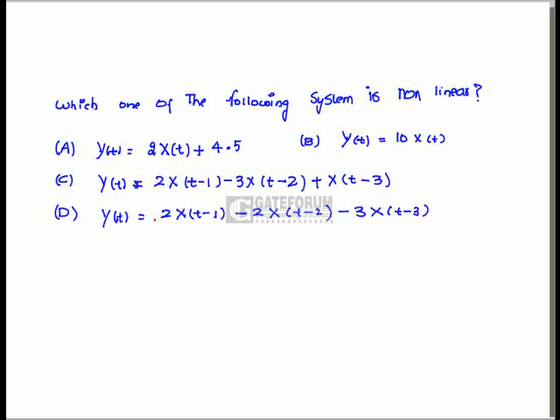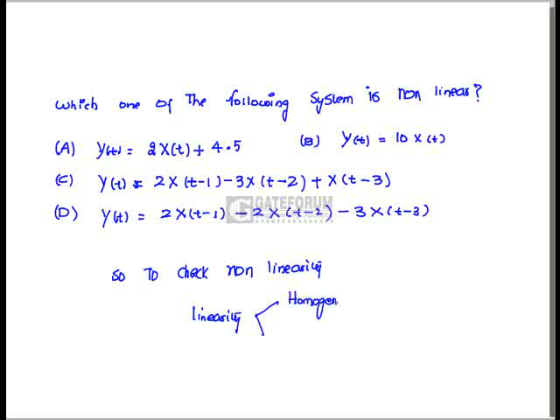Given the problem, we need to find out which system is non-linear out of the given 4 systems. So to check non-linearity, we need to decide which system is linear. To check linearity, we need to check two properties: homogeneity and superposition.